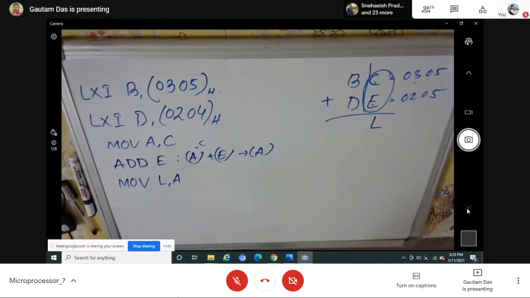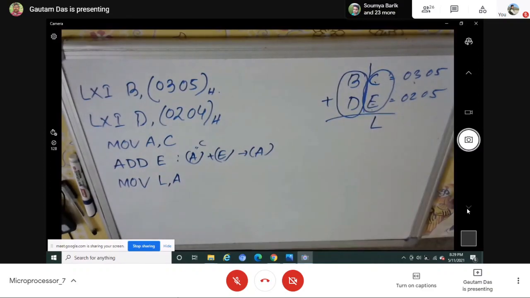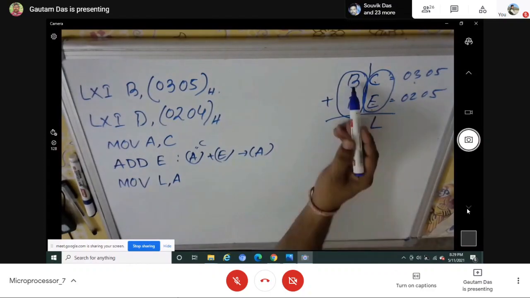Then suppose we add the higher order bytes, the MSB, and store the result in H. So my HL will be the addition result. So now again try to assemble the instructions to perform B plus D. So I have to perform B plus D.